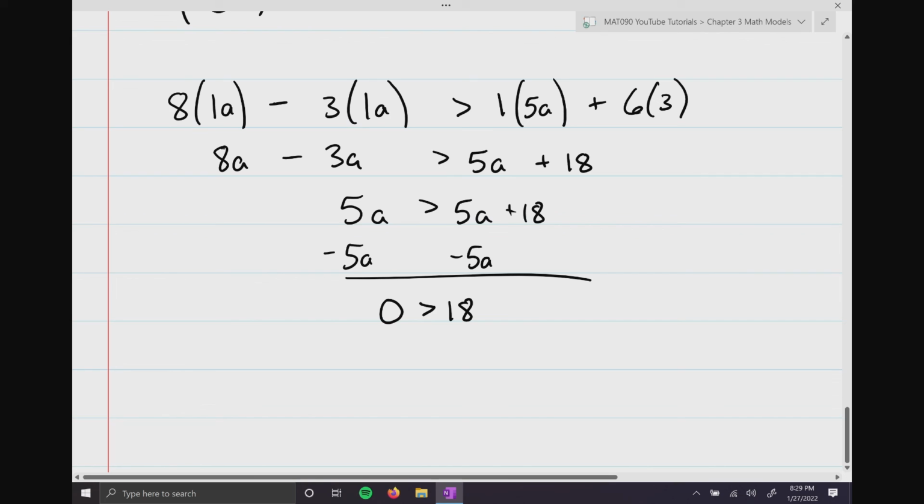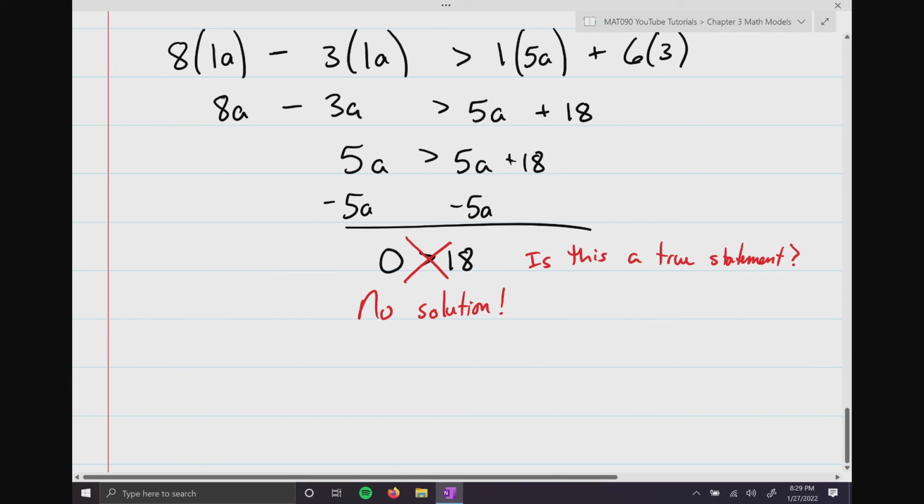So we need to interpret this very last sentence that we have here. Is this a true statement? Is 0 greater than 18? Well, the answer is absolutely not. So what we say is there is no solution to this problem. And because there's no solution to this inequality, you will have no graph. And because you will not have a graph, you will have no interval notation to concern yourself with.